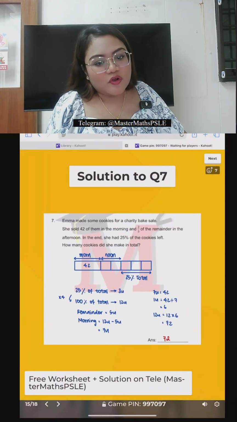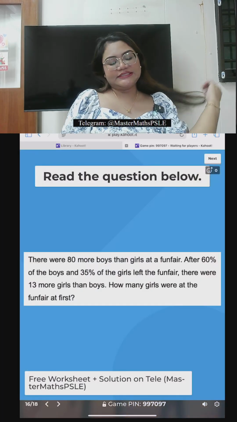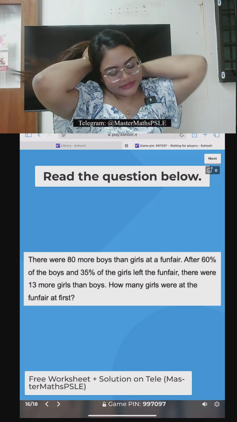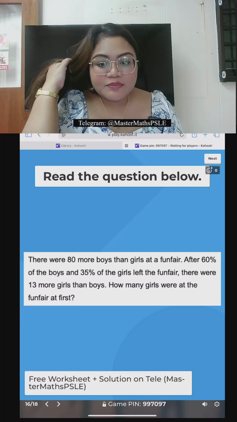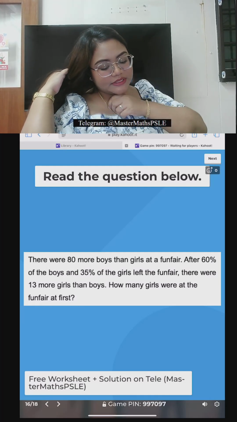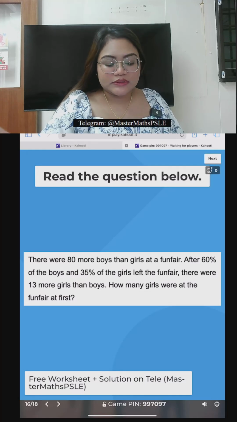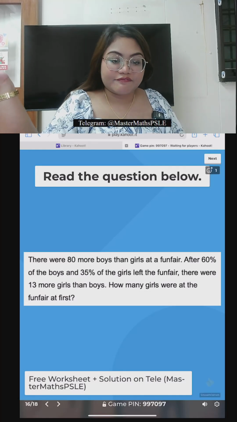Last question for today. You read this question first. This is a percentage question. There were 80 more boys than girls at a fun fair. 60% of the boys and 35% of the girls left the fun fair. Then there will be 13 more girls than boys. How many girls were at the fun fair at first?